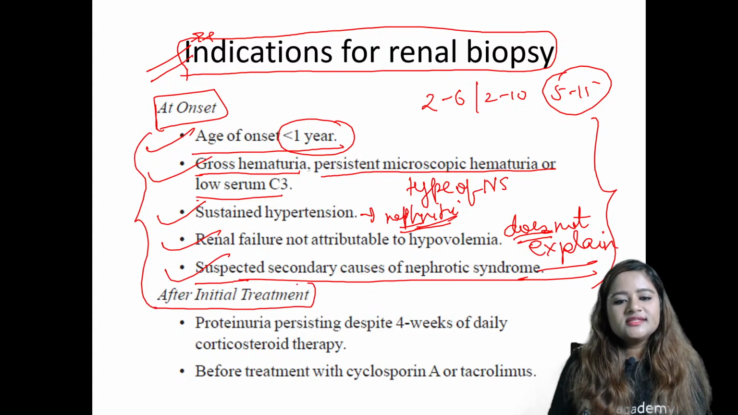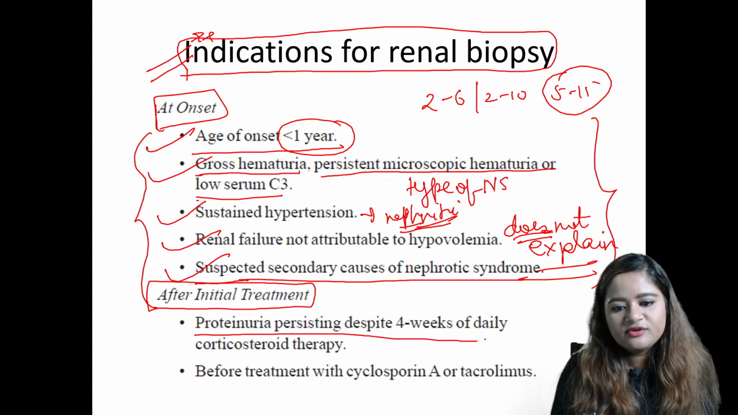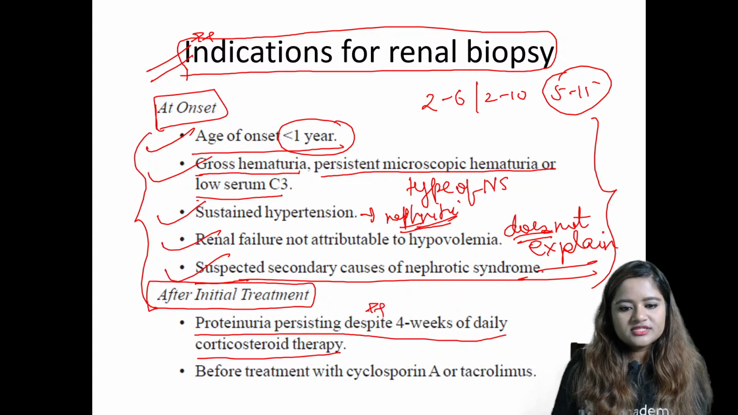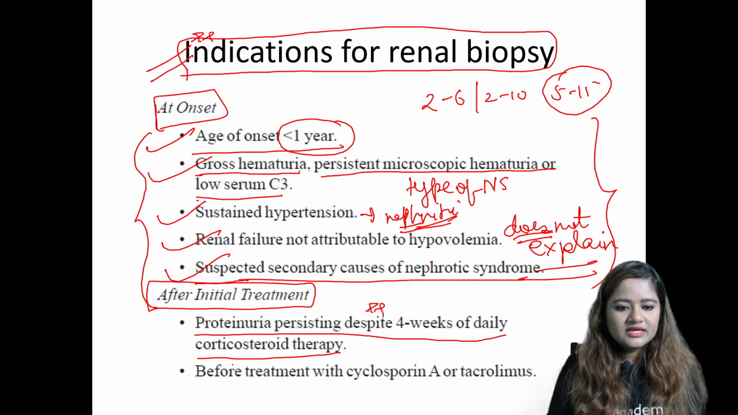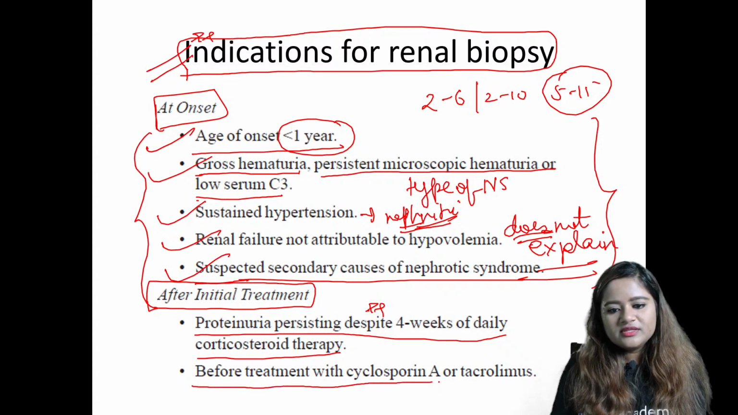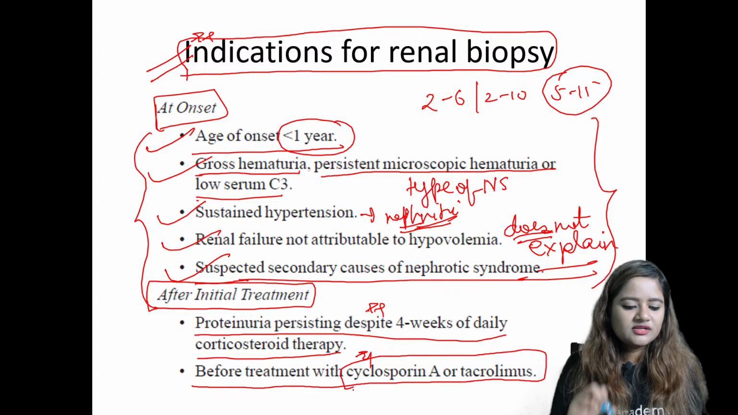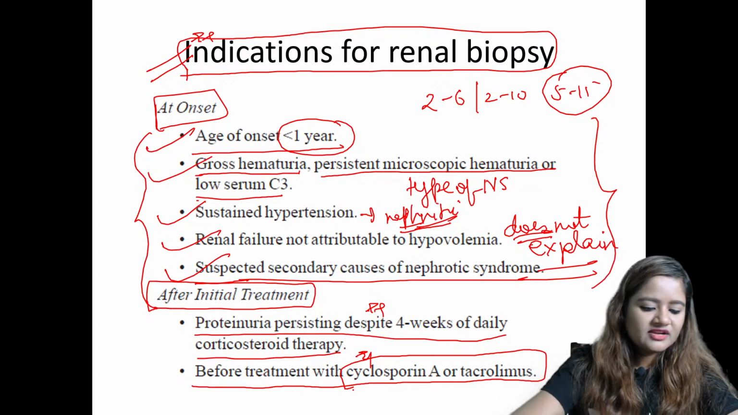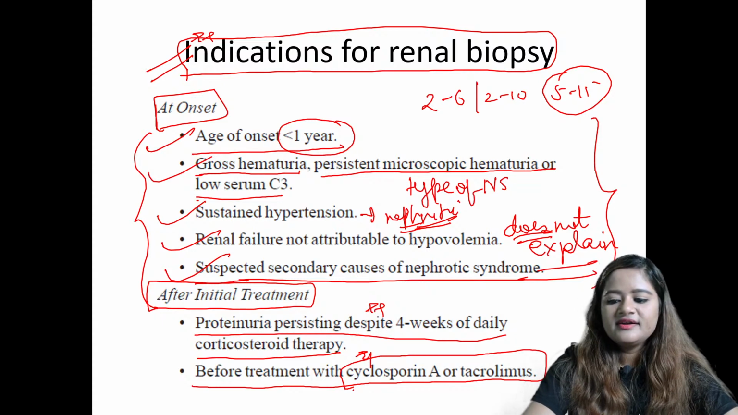Okay. Now, another indication is if after your treatment, the proteinuria still persists despite giving full dose steroid therapy for 4 weeks and you don't know what is the cause, then to rule out the atypical presentation, we have to do again a renal biopsy. And before starting the treatment with second line drugs, that is cyclosporin and tacrolimus, we again have to do renal biopsy. So these are all the classical indications for doing a renal biopsy in the case of nephrotic syndrome. Please learn it up very, very properly. It is very understandable also, you don't need to rote-learn it exactly.